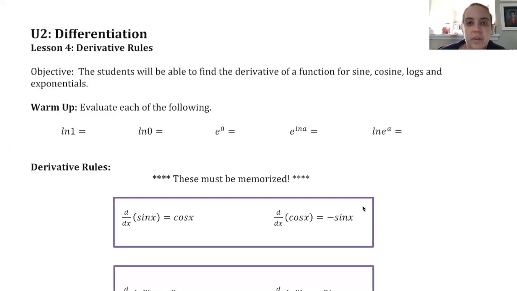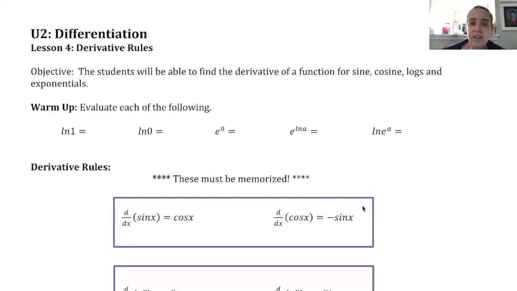Hello, calculus students. In the last lesson, we looked at the power rule as a way to find the derivative. That replaced the limit of f of x plus h minus f of x all over h as h approaches 0. With the power rule, we moved the exponent to the front and subtracted 1. I have a few more rules for you about how to find derivatives. So today we're going to find the derivative of a function for sine, cosine, logs, and exponentials. That's a lot to put together, but be patient, we'll get there.